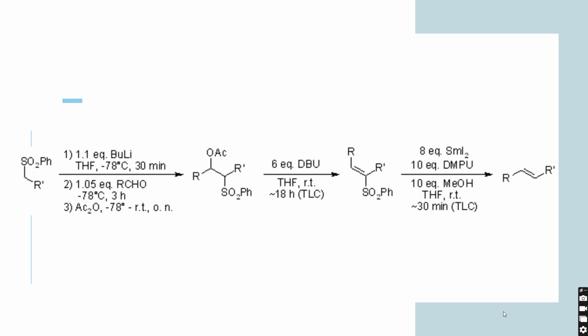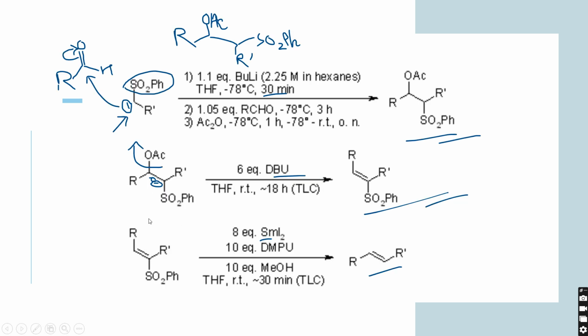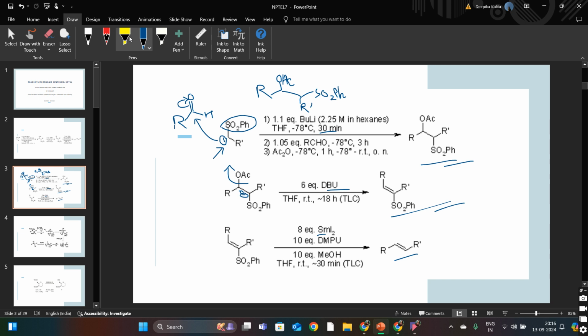At the very beginning, we started with this modification of Julia olefination, Peterson olefination, where we generated the anion at this position, which is believed to be stable because of the presence of this electron withdrawing group. That generates an anion with the help of butyl lithium, and that anion can undergo a nucleophilic addition reaction with this aldehyde to give you an alcohol, which is subsequently protected with acetic anhydride to give you this intermediate acetate product. This is how I showed you the mechanism, and here you have to show the counter cation as well. I have not written that. You have to show the lithium counter cation along with this anion which is forming.